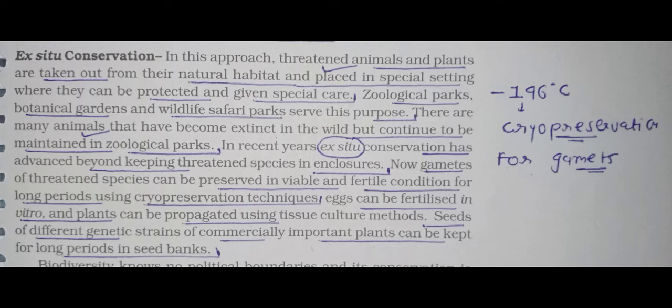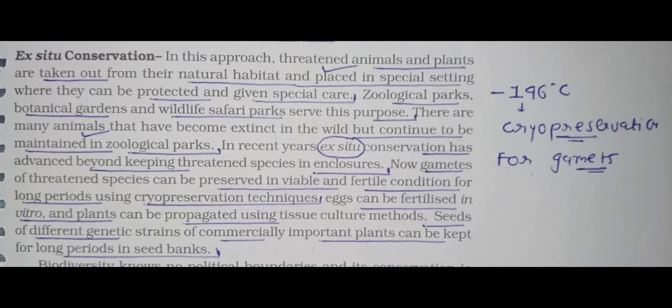Now we will go with your textbook, ex situ conservation. See the first point. In this approach, threatened animals and plants are taken out from their natural habitat and placed in a special setting, means a special place like a cage, where they can be protected and given special care. Zoological parks, botanical gardens and wildlife safari parks. Remember, zoological parks, botanical gardens and wildlife safari parks are connected with ex situ conservation.